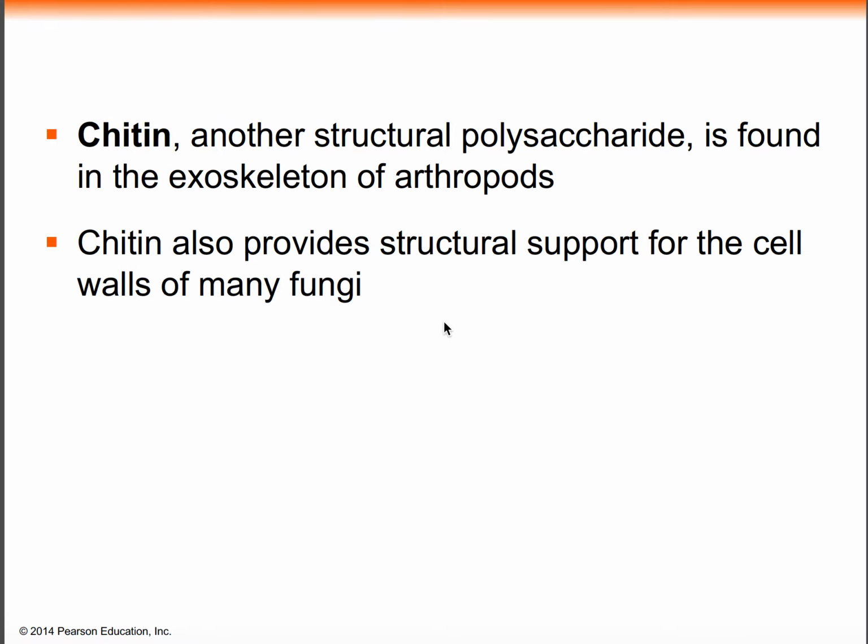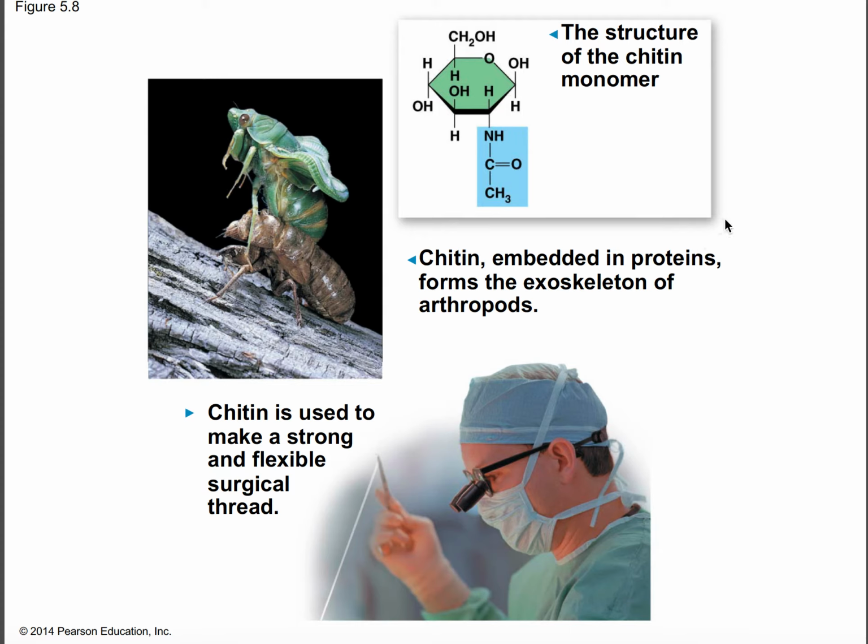cell wall of fungi. Now this picture just shows you the structure of chitin, the monomer, and it says chitin embedded in proteins forms the exoskeleton. Here you have an insect, it looks like a cicada, that is molting.